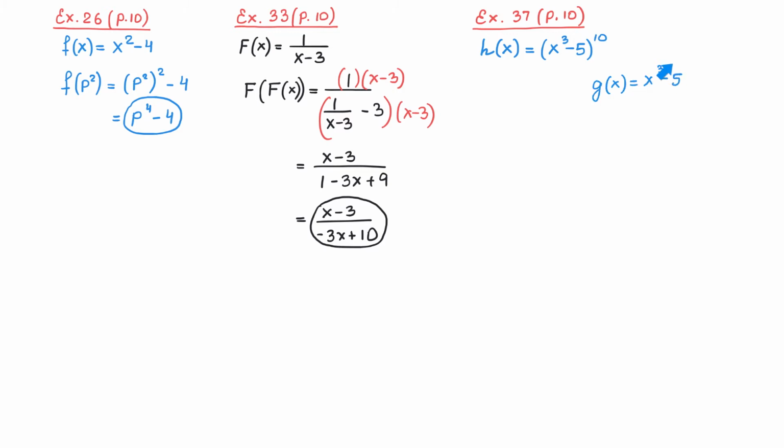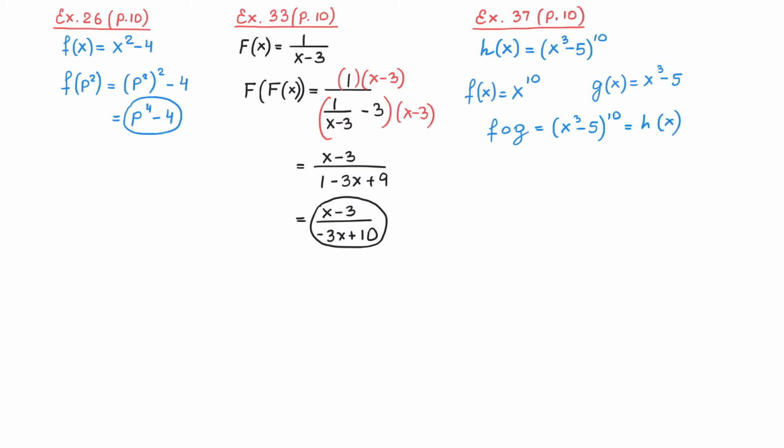Now, what do we have to do with this function? To get this expression, we have to raise it to the power of 10. Therefore, the main function f of x will be x to the power of 10. Now, do you see that if I write the composition of f and g, then this function x cubed minus 5 will be moved into this x, and we will have x to the power of 3 minus 5 all to the power of 10. So we can say that the composition of f and g is x to the power of 3 minus 5 all to the power of 10, which is h of x.